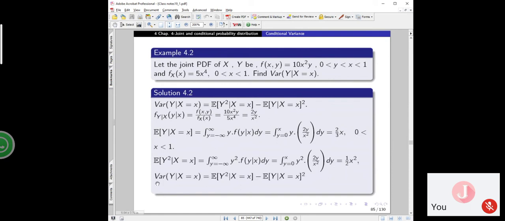So now the variance of y given x is actually this minus this, which is 1 over 2 x square minus 2 over 3 x, the whole thing squared. Answer is x square over 18. Can you see, when you don't specify the value for x, the answer for the conditional variance is also a function of x. Is this clear, guys?